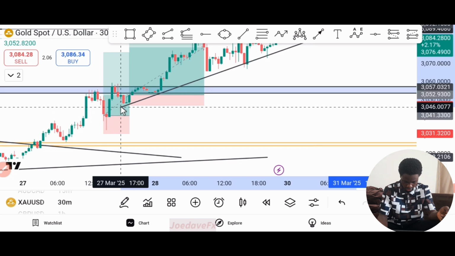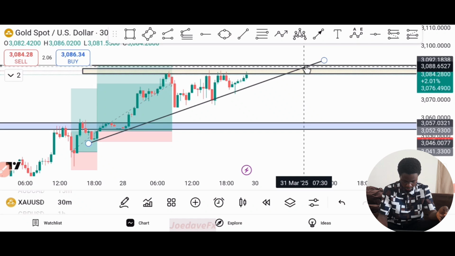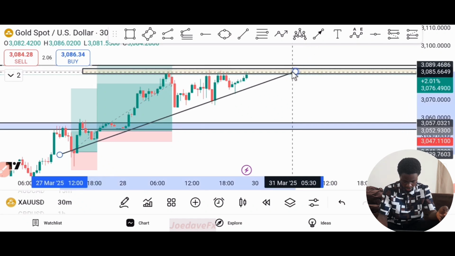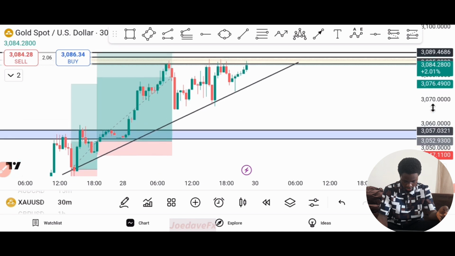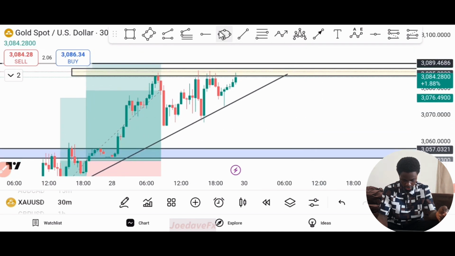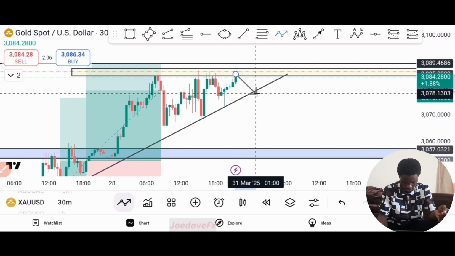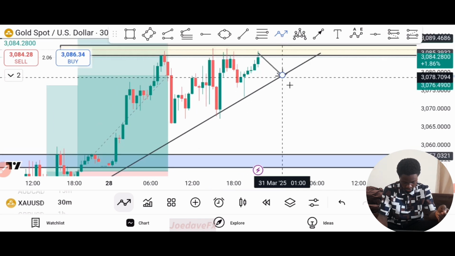Let me use the closest one. Okay, good. Once the counter trend line is taken out, what you want to wait for is whether gold is not able to break that level. So I'm giving you a buy scenario and also a sell scenario. If gold is not able to break this level, you want to wait for it to come back here.